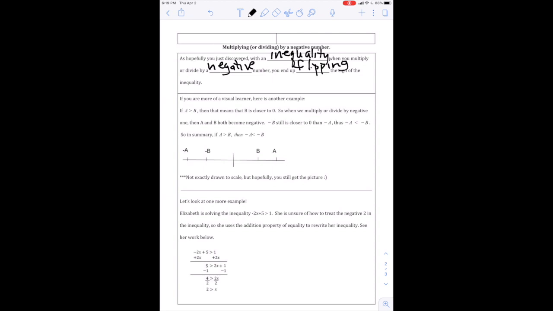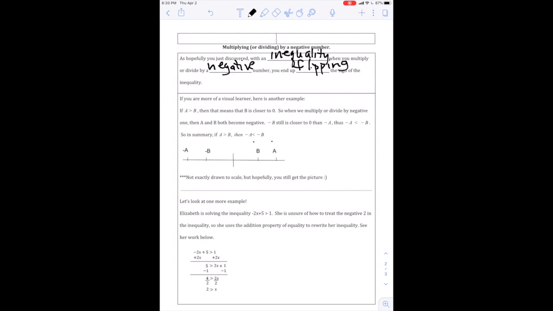Okay? So if you're a more visual learner, which some of us are, here's another example. You can see it on a number line. Maybe it'll make more sense. So if A is greater than B, then that means that B is closer to 0. So when we multiply or divide by a negative 1, then A and B both become negative.